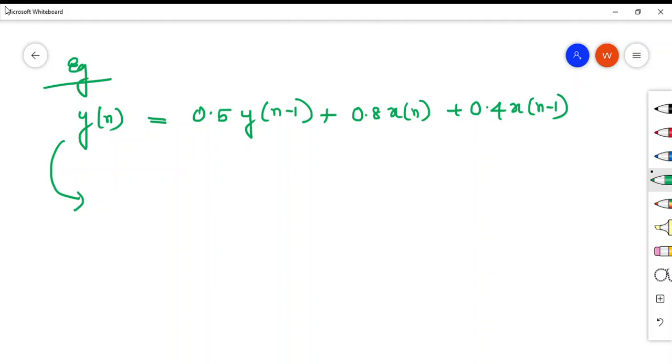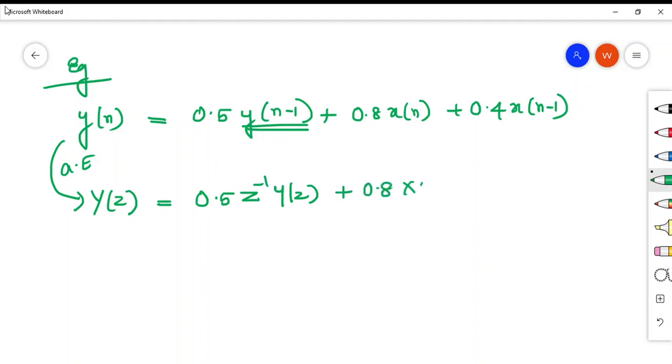This is similar to differential equation representation in continuous time. Here we are dealing with discrete time systems. So discrete time systems will be represented using difference equation. So this has to be converted into algebraic equation using Z transform. So Z transform of y of n can be written as y of z, that is equal to what? 0.5 y of n minus 1 when it is converted in Z domain, it becomes z inverse y of z plus 0.8 x of z plus 0.4 z inverse x of z.